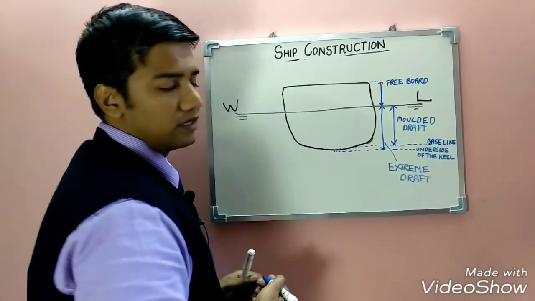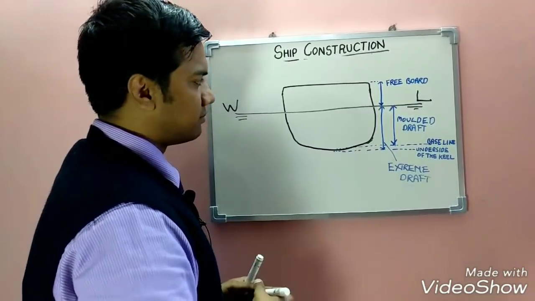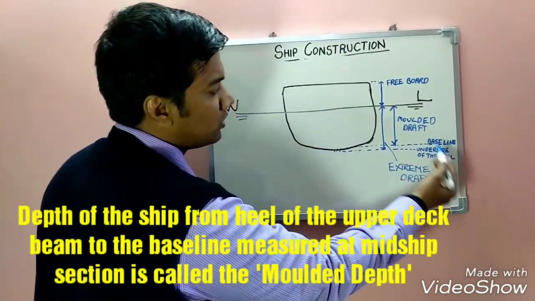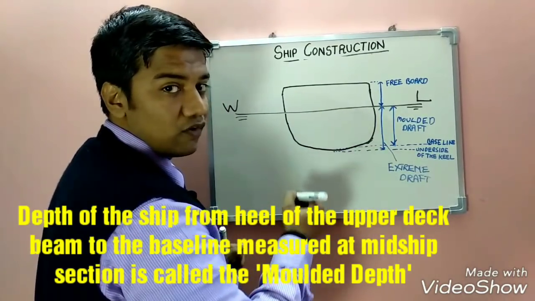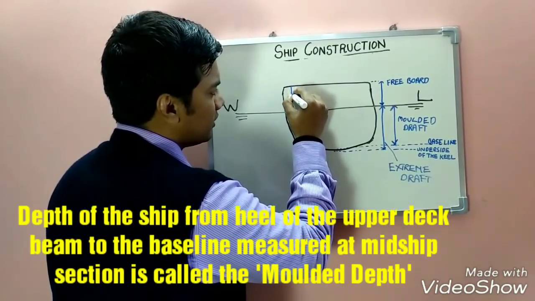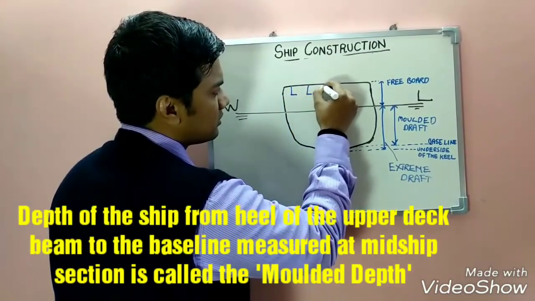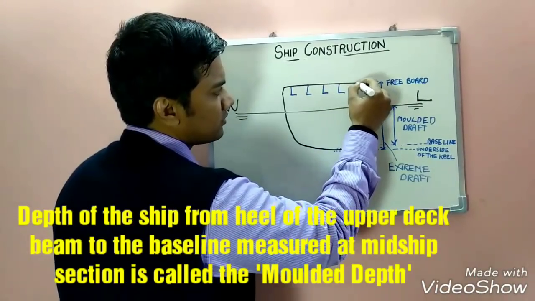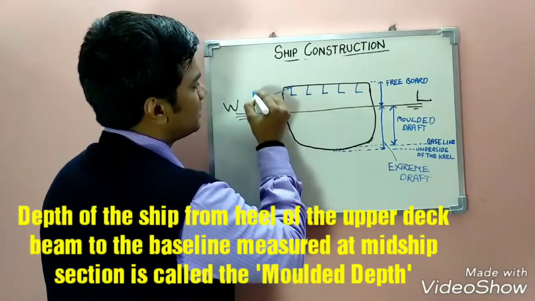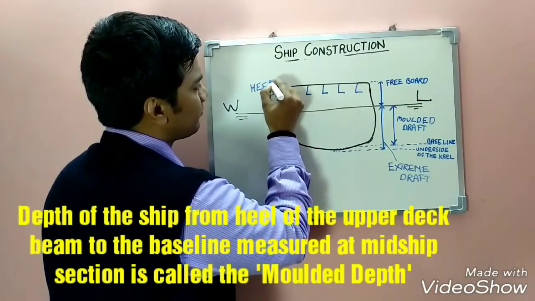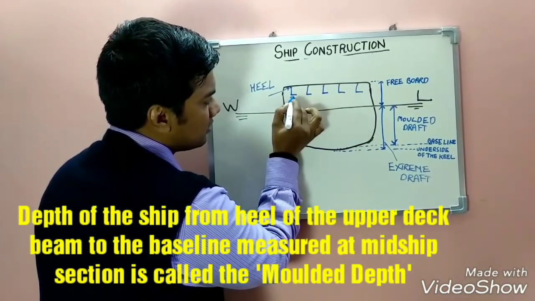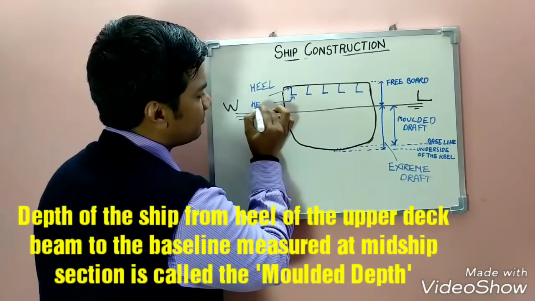Now here it comes extreme depth as well as molded depth. Now molded depth is measured from the baseline, for sure, from the baseline to the heel of the upper deck beam. So what is the heel of the upper deck beam? Just have a look over here. Considering these as the beams, these are the upper deck beams. So this is the heel. This is the heel of the upper deck beam, and this is the head of the upper deck beam.